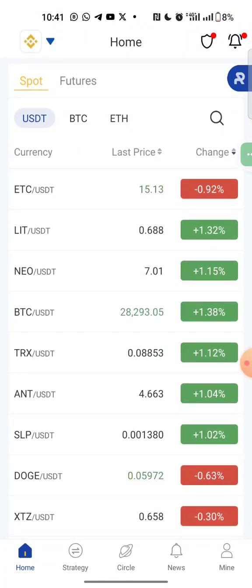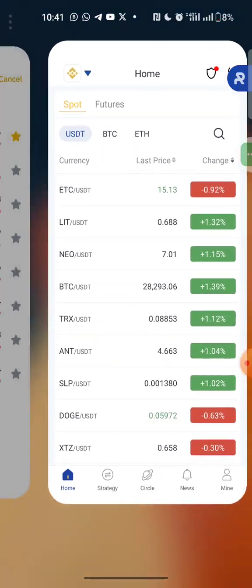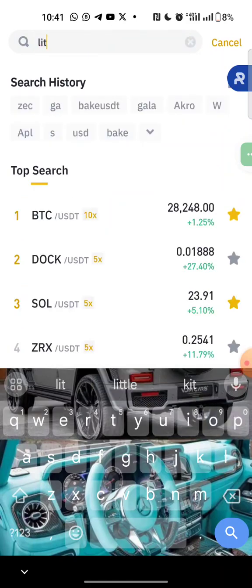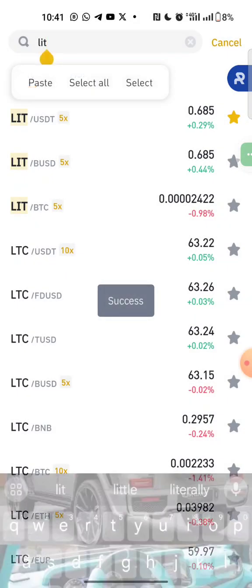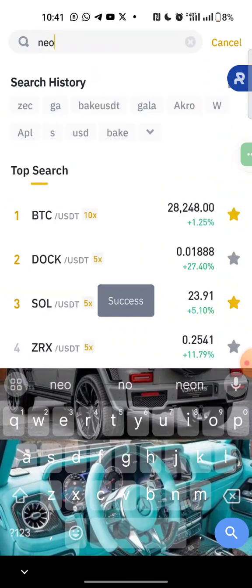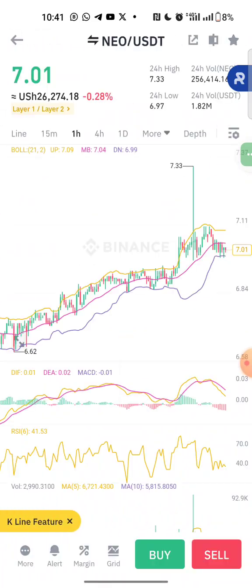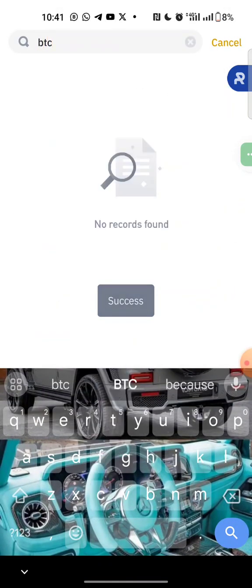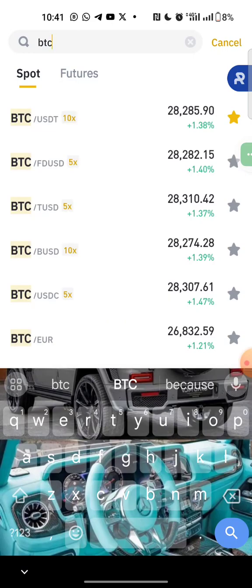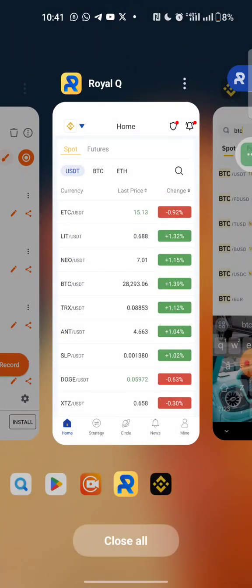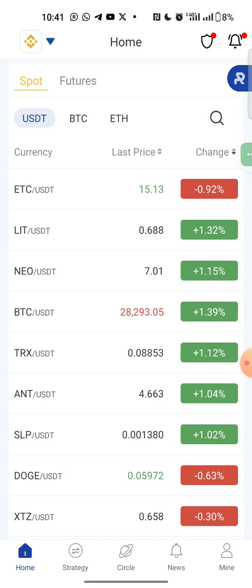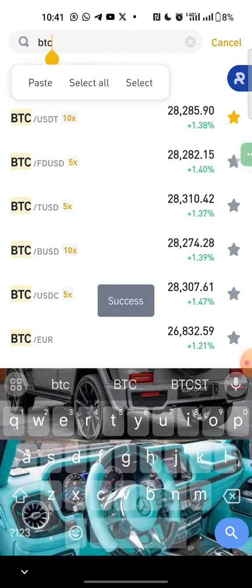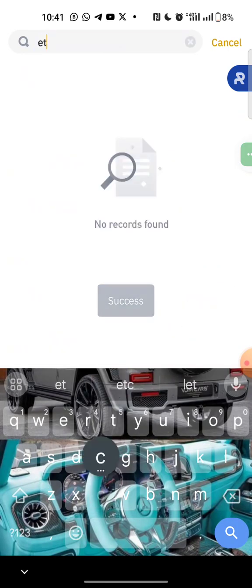We have ETC, Ethereum Classic, Litecoin, NEO, BTC. We have Litecoin. Then we have NEO. Then we have BTC. Let me see, I don't want to skip any trade. ETC we skipped, so we have ETC, TRX, and ETC Ethereum Classic.